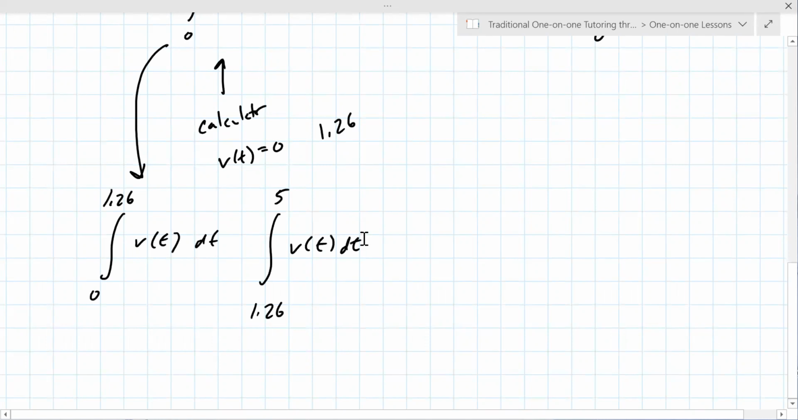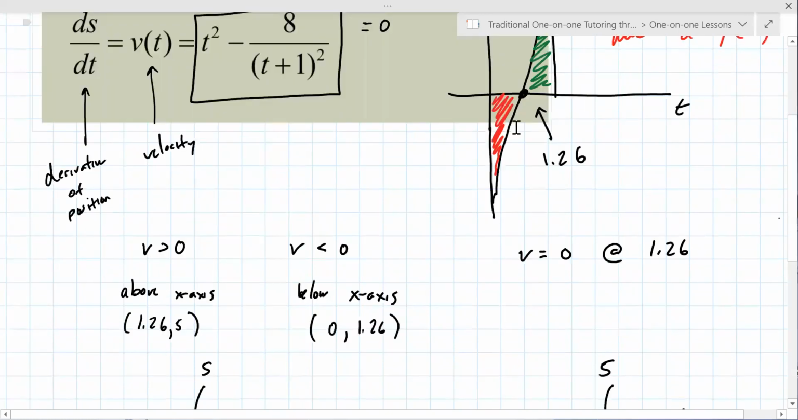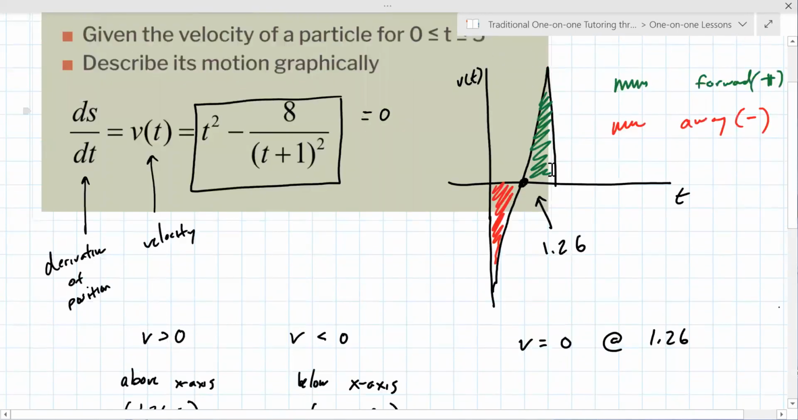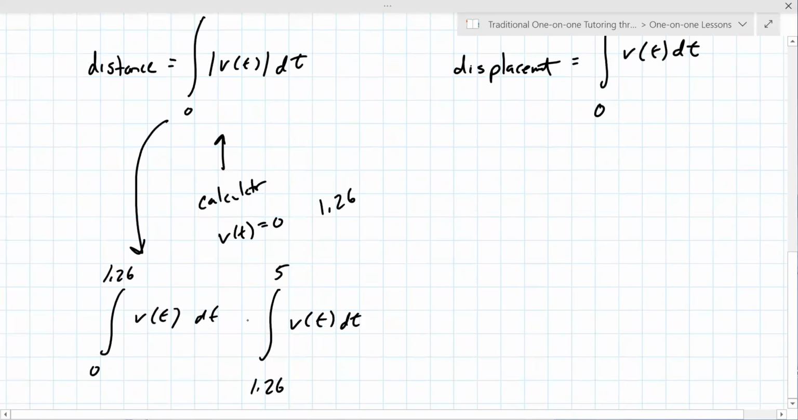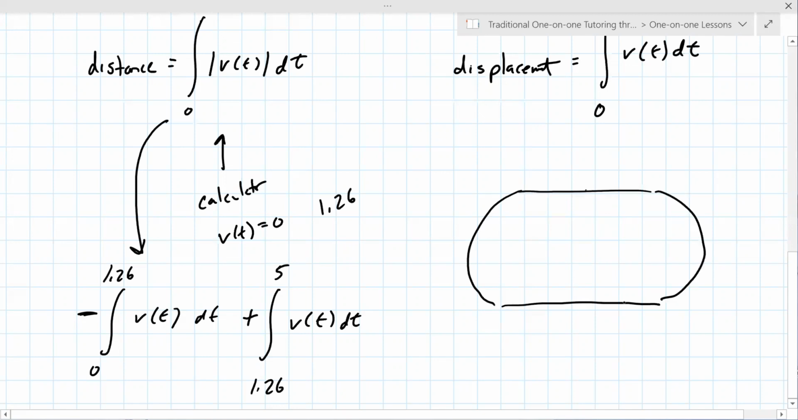Which of these is positive? Is it the one from 0 to 1.26 or the one from 1.26 to 5? 1.26 to 5. Okay. So we know that this one's going to be positive on the right, but this other one's going to be negative. So we put a negative in front so that the area becomes positive. As a reminder, here's a couple examples. If you're on a track and you go all the way around, your distance is all the way around. But if you get back to where you started, your displacement is 0.